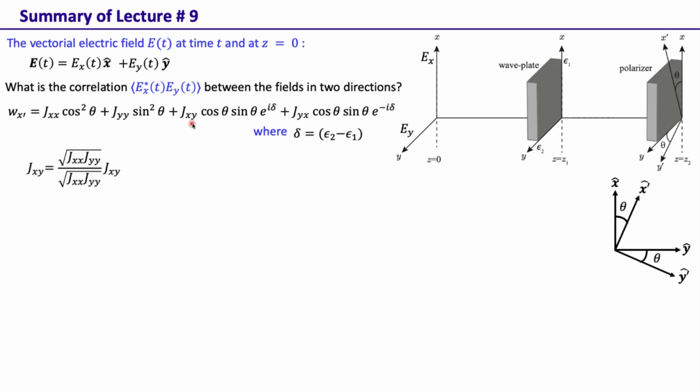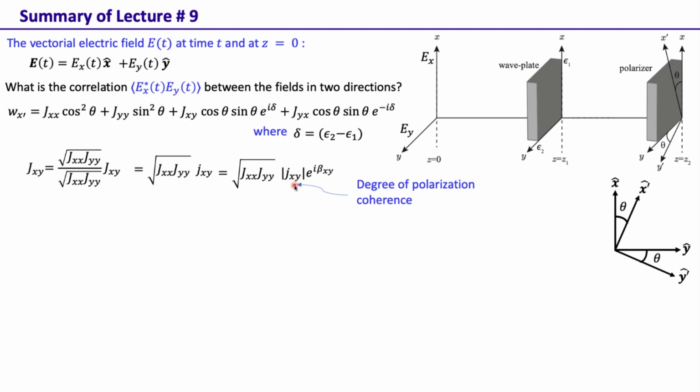And this J_xy, which is E star x E_y ensemble average, is a correlation between the two field vibrations, that we can write in the following manner as we saw. J_xy we can write as the square root of J_xx J_yy times small j_xy e to the i beta_xy. The modulus of j_xy is the degree of polarization coherence, and beta_xy is the argument of J.